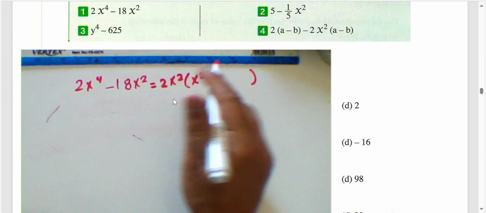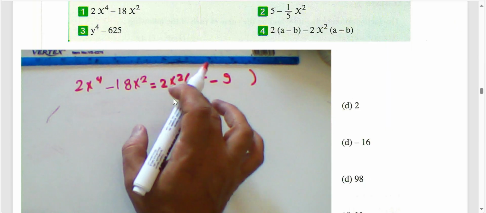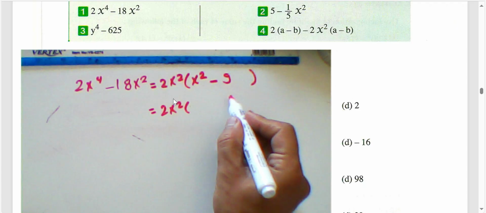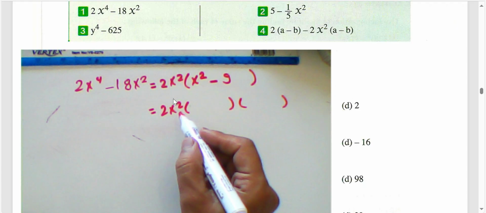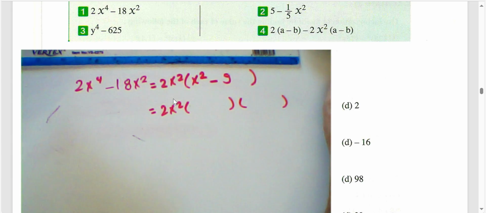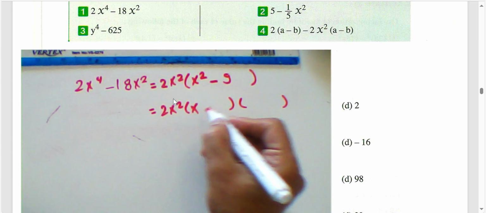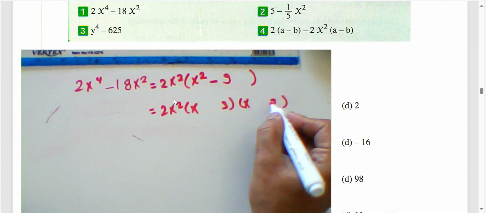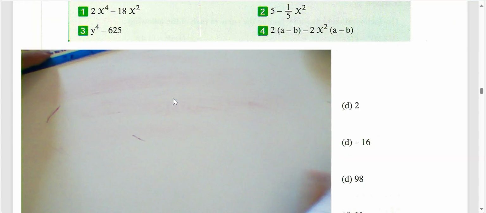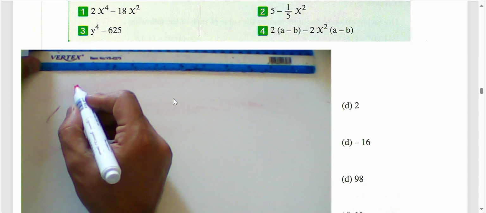Write negative. 18 divided by 2 equals 9. x power 2 divided by x power 2 will be 1. And then you can complete, write 2x power 2 outside and factorize the expression. We have x power 2 equals x times x, and 9 equals 3 times 3, x and 3 by x and 3, negative and positive. This is question number 1. Question number 2.